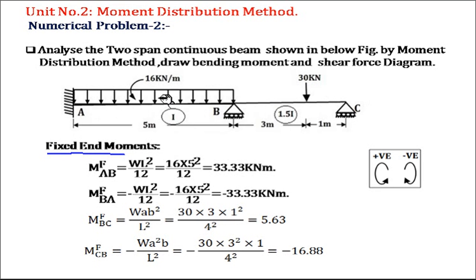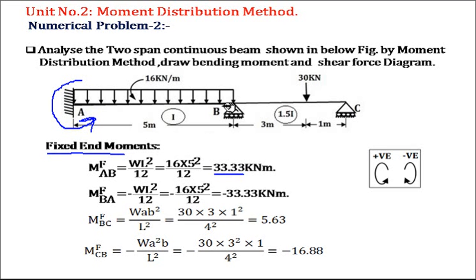Now in portion AB, the fixed moment will act in the anti-clockwise direction. As it is acting in the anti-clockwise direction, as per our sign convention it is positive. As member AB is loaded with a uniformly distributed load, the formula for fixed moment is WL square by 12. Here the value of W is 16 and the length of member AB is 5. So 16 into 5 square divided by 12. The fixed moment in member AB is 33.33 kN-m.